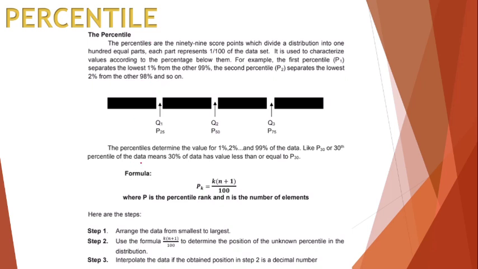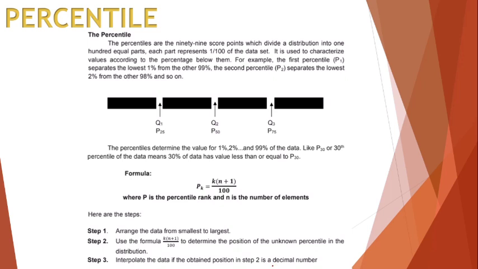So, ito naman yung sa inyong percentile: P equals K times 1 divided by 100, where P is the percentile rank and N is the number of elements. Here are the steps. Arrange the data, as usual, from smallest to largest. Use the formula K times (N plus 1) divided by 100, depende kung hahanapin natin, to determine the position of the unknown percentile in the distribution. Interpolate the data if the obtained position in step 2 is a decimal number.